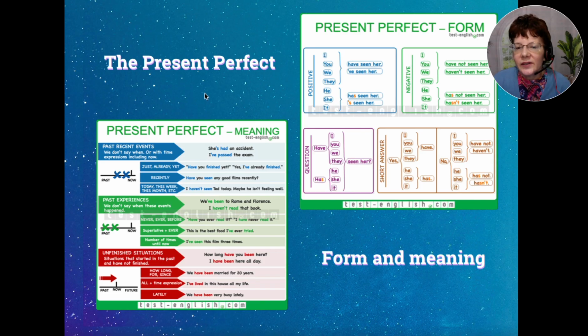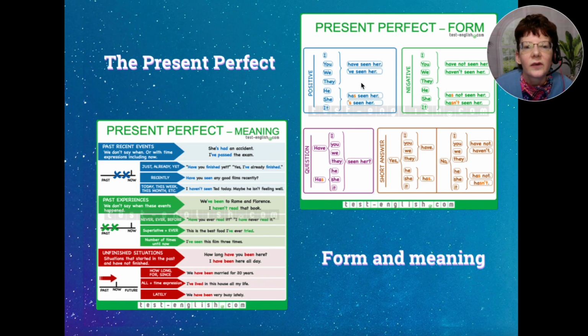All right, let's look at this chart here. We have the form and the meaning. So we'll first look at the form real quick. Starting with positive sentences, the present perfect uses the subject, I, you, we, they, okay? And then we use have, and then we use the past participle of the verb. So, I have seen her.